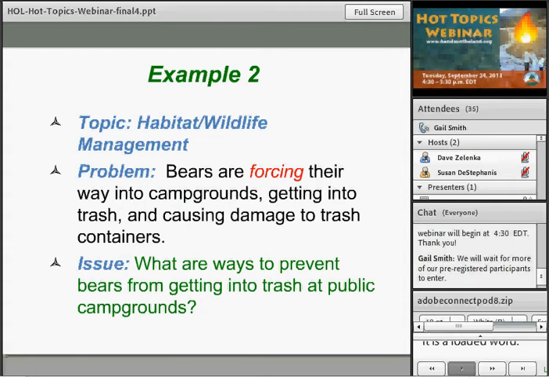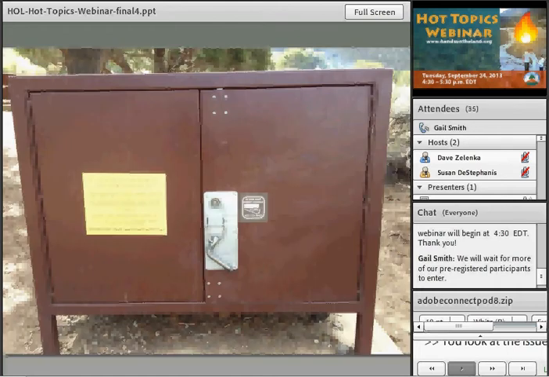Take a look at the issue. I changed this a little bit. I changed the question to, what are ways to prevent bears from getting into trash at public campgrounds? Does anyone know what this is?